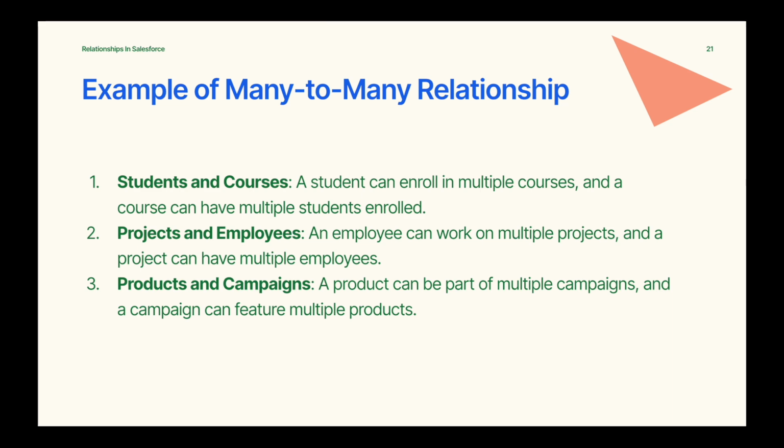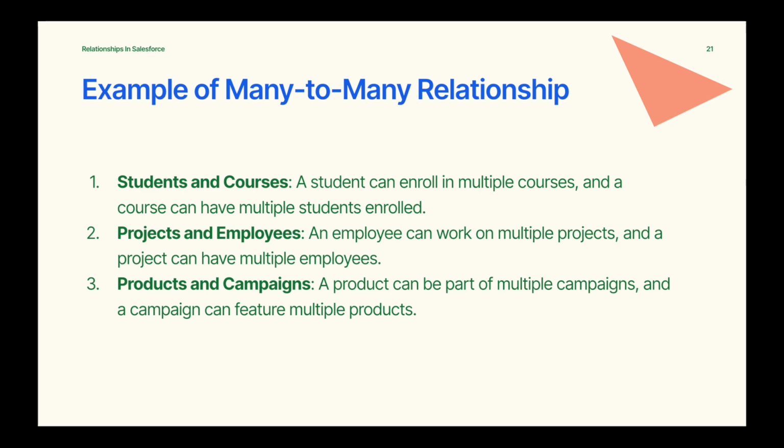Even this data can be the same. Suppose student number 1 is enrolling into course A, course B, and course C. But if we talk about course A, then student 1 will be there, but it can also have student 2, student 3, student 4. So in that case, we need to have a junction object to create a many-to-many relationship.